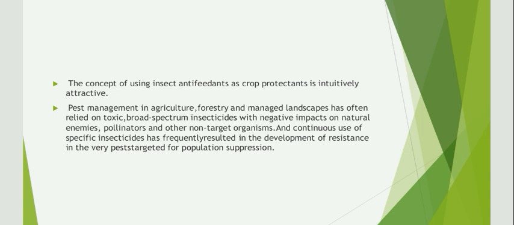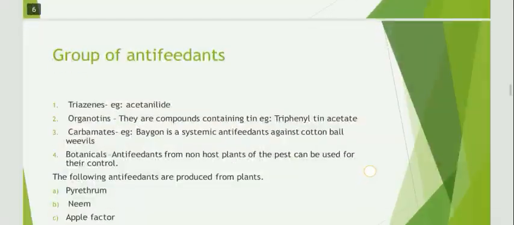Pest management in agriculture, forestry, and managed landscapes has often relied on toxic broad spectrum insecticides with negative impacts on natural enemies, pollinators, and other non-target organisms. And continuous use of specific insecticides has frequently resulted in the development of resistance and in pest resurgence or a need for population suppression.